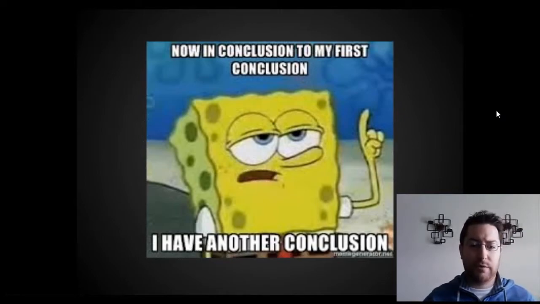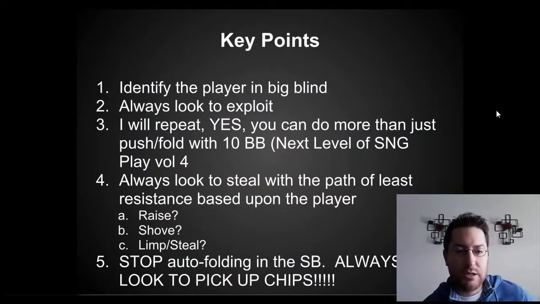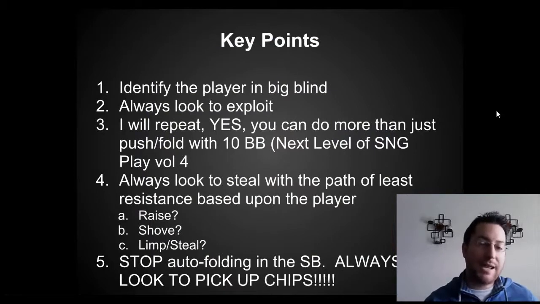My conclusion, I've come to a lot of conclusions here. The key points that I want you to understand is identify the player in the blind and always look to exploit, because what I'm always thinking is there's a way to steal those chips. There's a way to get this pot. What's the best way to get this pot, knowing what I know about that big blind? If he's a tight reg, well, I know he's not going to flat me, so I can then raise with any 2 cards, and I can raise fold down to 8 big blinds.